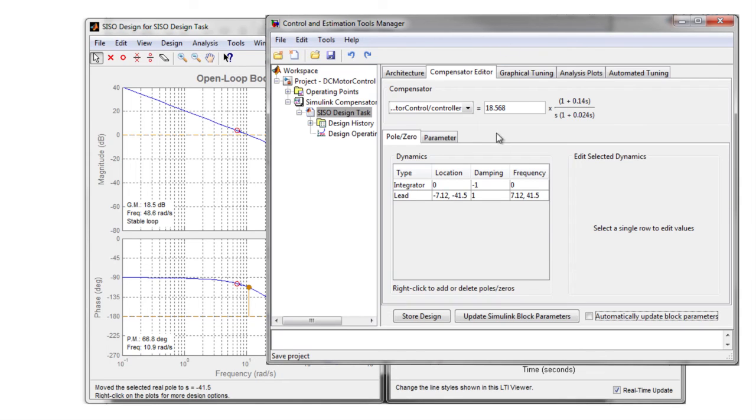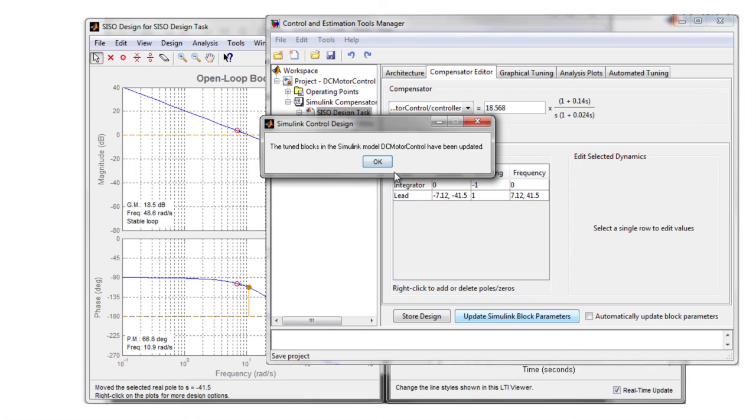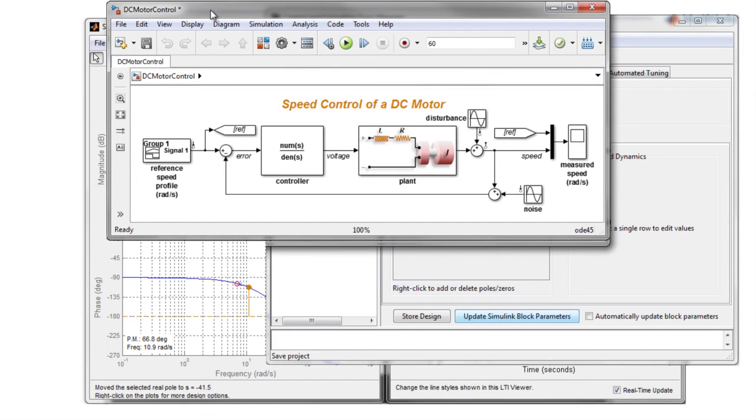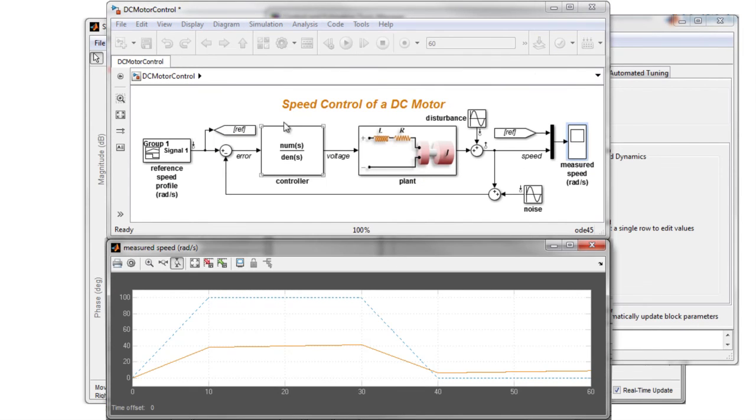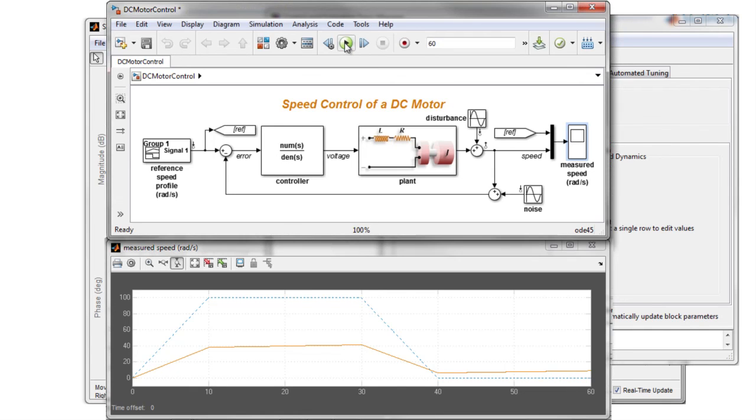As a final step, I will update my Simulink block parameters and go back to the simulation model where my controller structure has now been updated. And I can run a simulation to verify my full system performance. You can clearly see that we have achieved both very good tracking of the desired trajectory and quite good disturbance and noise rejection.